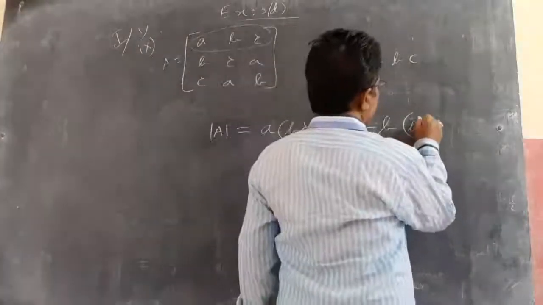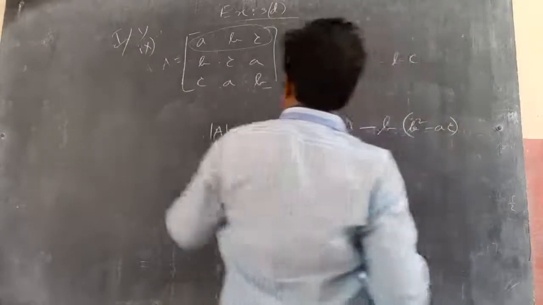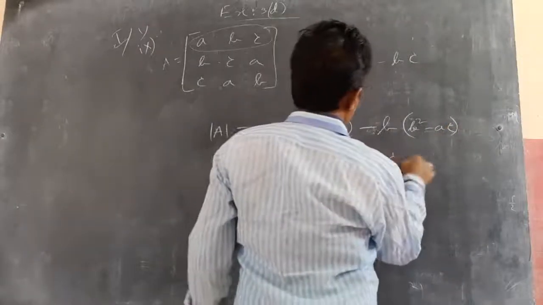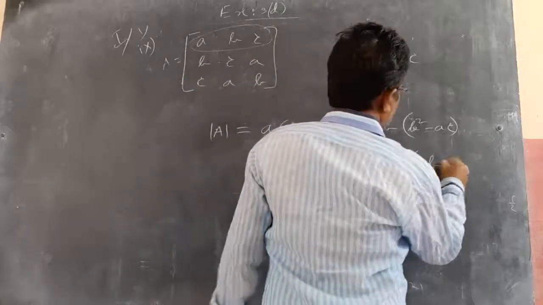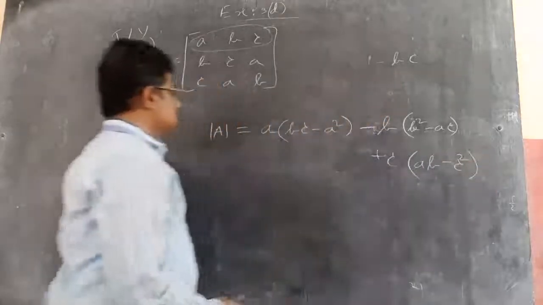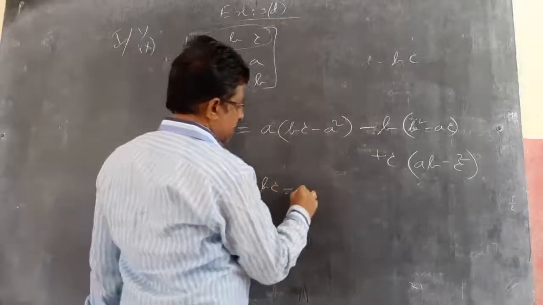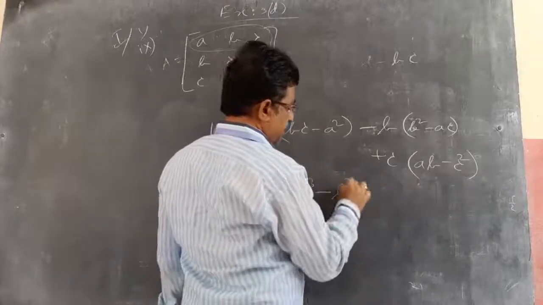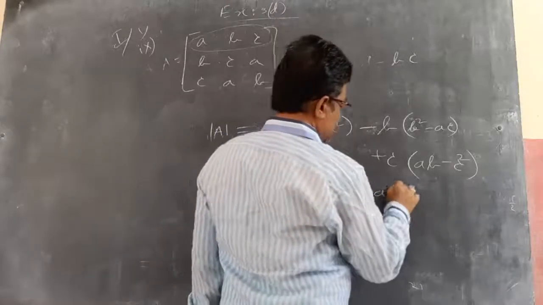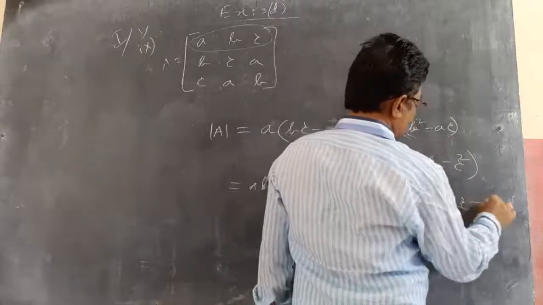B square minus AC. Next, plus C into closing this row, this column becomes AB minus C square. So this is equal to ABC minus AQ, minus BQ, minus into minus plus ABC. Again plus ABC minus CQ.